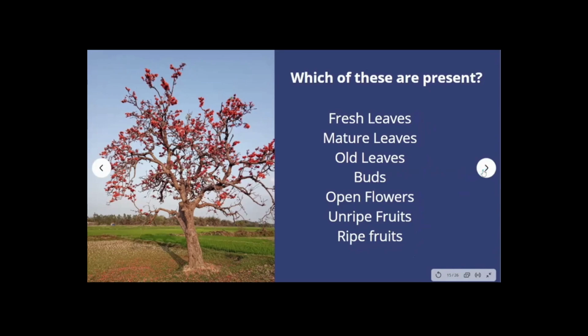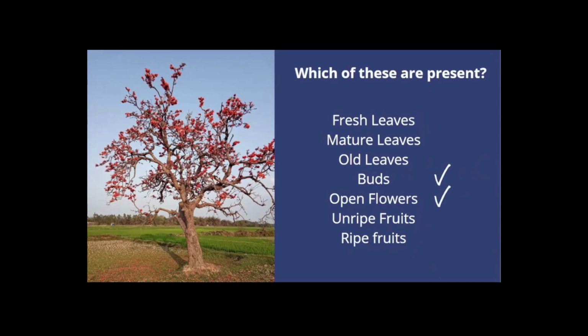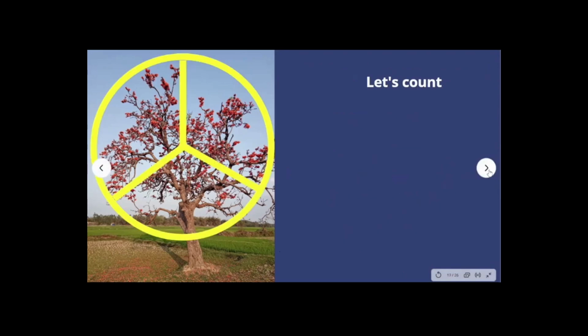So first of all, we look at which of these are present. In this example, we can see that there are some flower buds and there are open flowers. The other phenophases are not present in this tree. Once we have figured out which phenophases are present, we have to provide a count or some kind of quantification of these phenophases, which is done very simply as whether it's few or many.